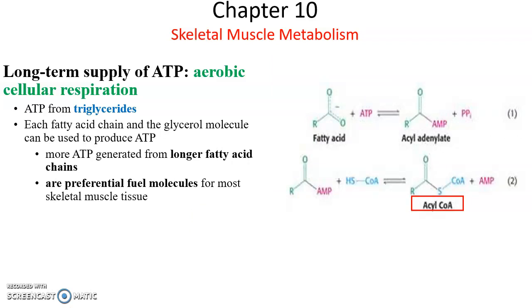It turns out that we can also utilize aerobic cellular respiration by using triglycerides. In that case, the fatty acids in the triglyceride are broken down and, piece by piece, carbon by carbon, removed to enter the aerobic cellular respiration in the mitochondria. So the longer the fatty acid, the more energy, the more ATP that can be generated from it. And glycerol itself, that holds the 3 fatty acids together, can also be used to make ATP. And muscles much prefer to use triglycerides because they have more energy in them than glucose.